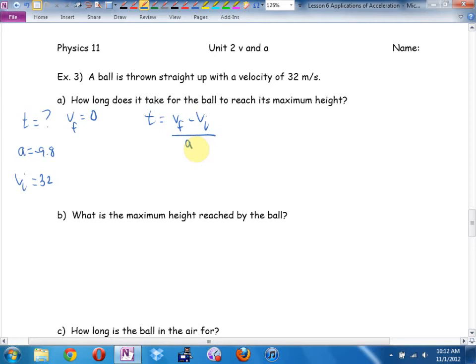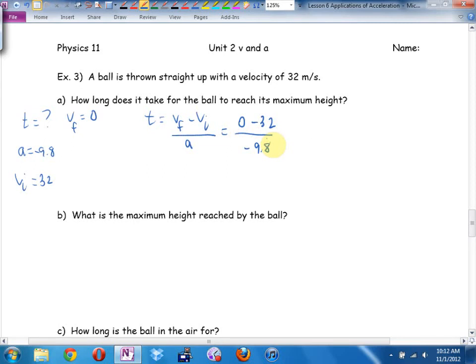There's our new equation. You can memorize that if you want. Don't. Learn how to rewrite. Now it's plug and chug. It's going to be 0 minus 32, all divided by negative 9.8.